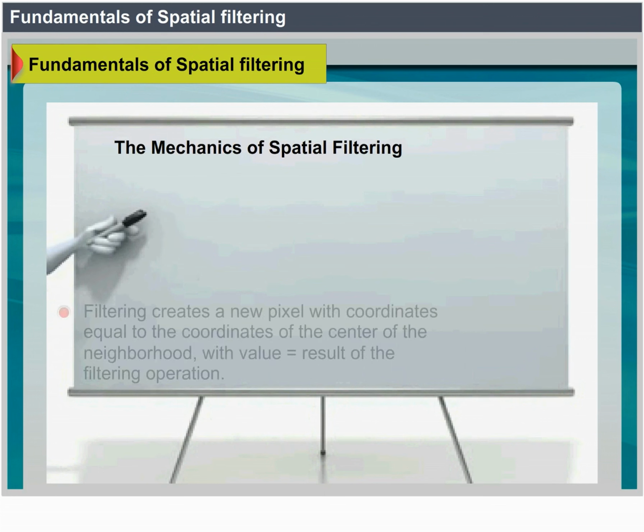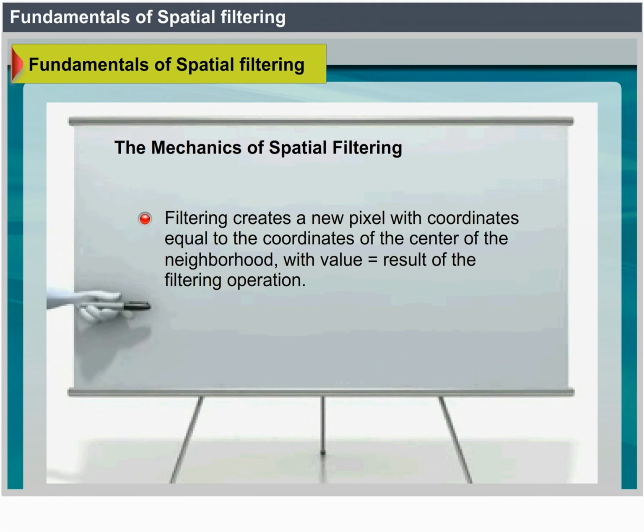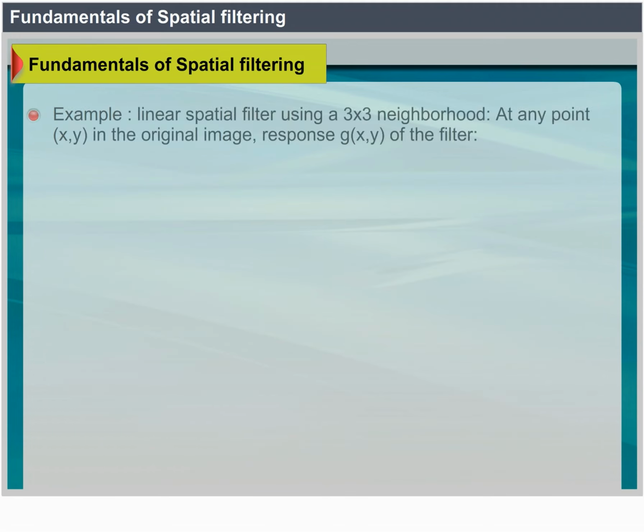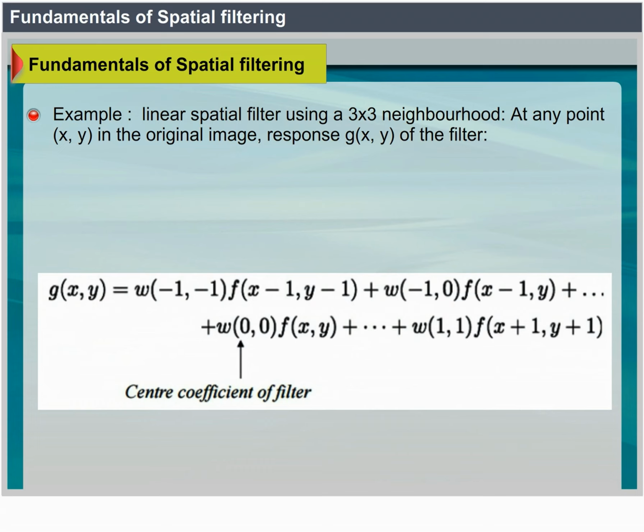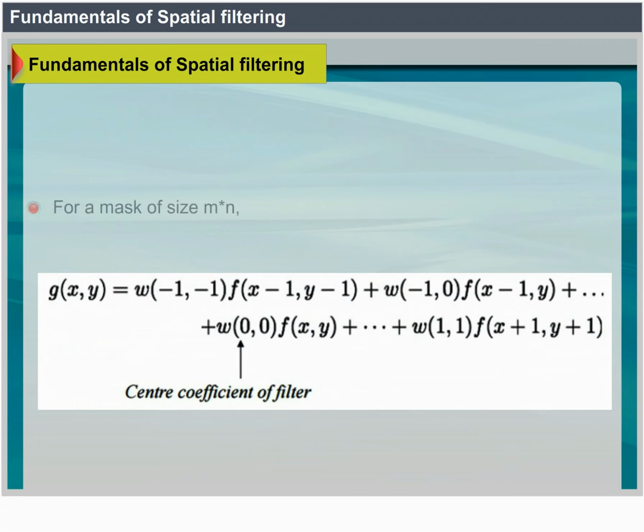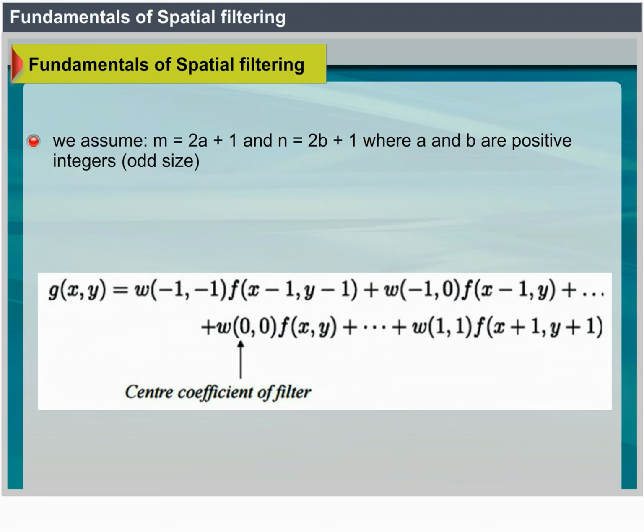For a mask of size m star n, we assume that m equals 2a plus 1 and n equals 2b plus 1, where a and b are positive integers, that is, odd size. The general expression of a linear spatial filtering of an image of size m into n with a filter of size m star n, the equation is shown on figure. Each pixel in W visiting every pixel in F. The mechanics of linear spatial filtering using 3*3 filter masks will be as shown on screen.